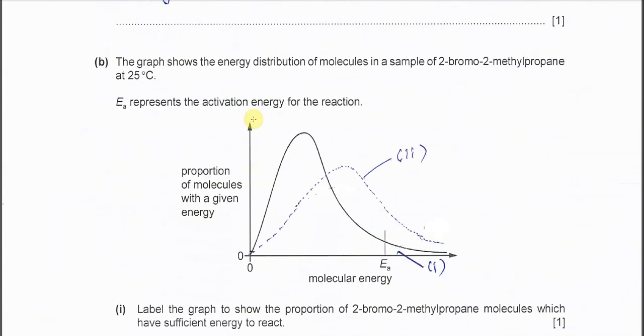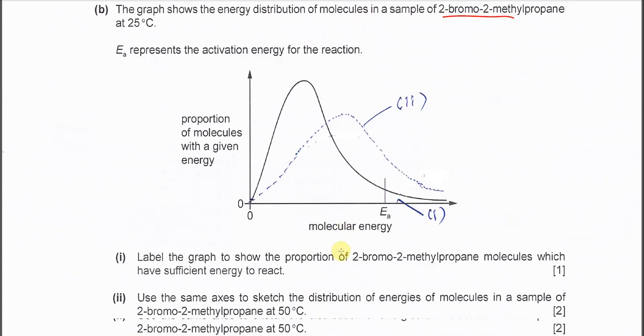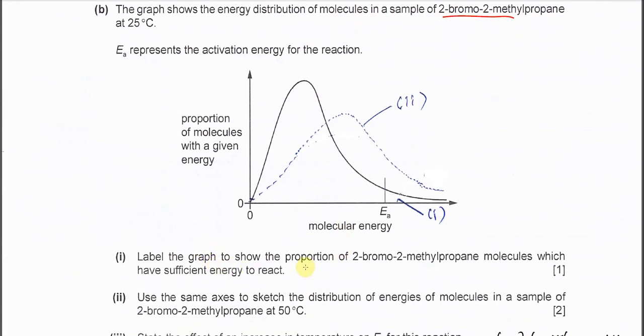The graph shows the distribution of the molecules in the sample of 2-bromo-2-methylpropane. EA represents the activation energy. Okay, part 1. Label the graph to show the proportion of the 2-bromo-2-methylpropane molecules which have sufficient energy to react. So it's actually this part. Right, so you just label it as part 1.